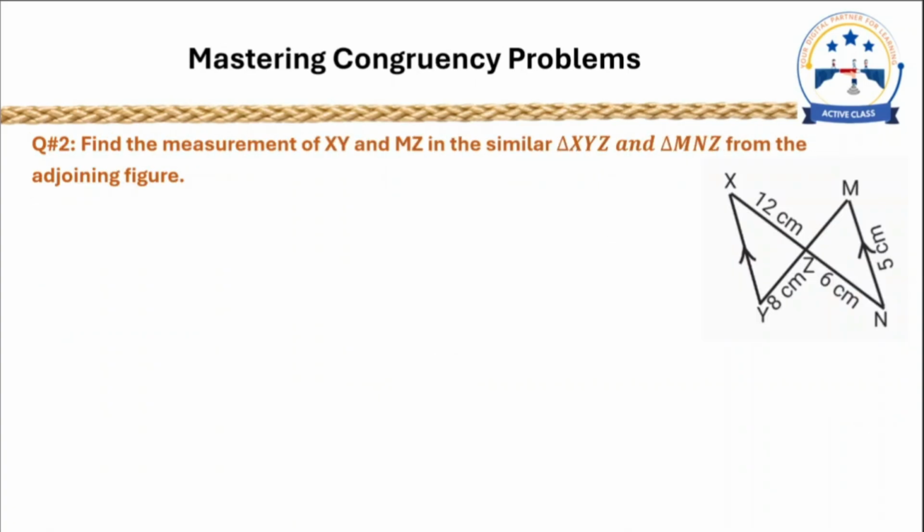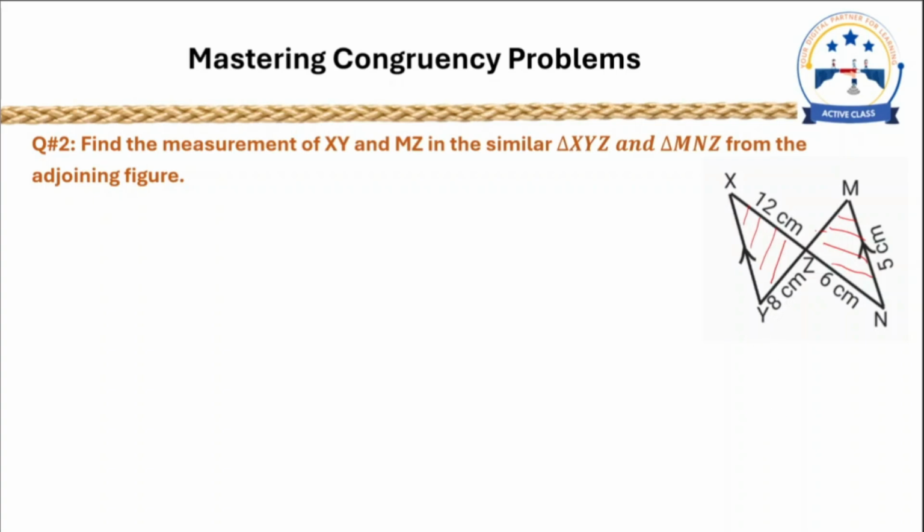Find the measurement of XY and MG in the similar triangles XYG and MNG from the adjoining figure. Let me set the similar triangles. So this triangle and this triangle, they are similar. So we need to find the length of the unknown sides, and we'll be using the properties of the sides of similar triangles.